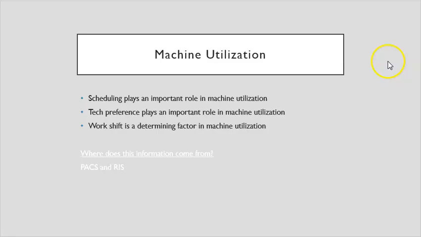In general, tech productivity data will be mined from the RIS, and radiologist productivity data will be mined from the dictation system. Machine utilization, in simple terms, is which image acquisition devices are we using the most and which ones are we using the least.